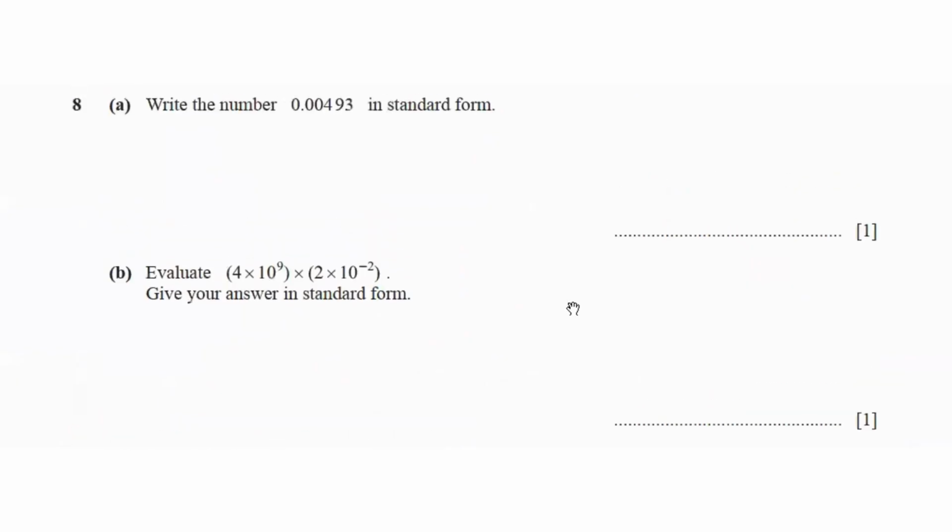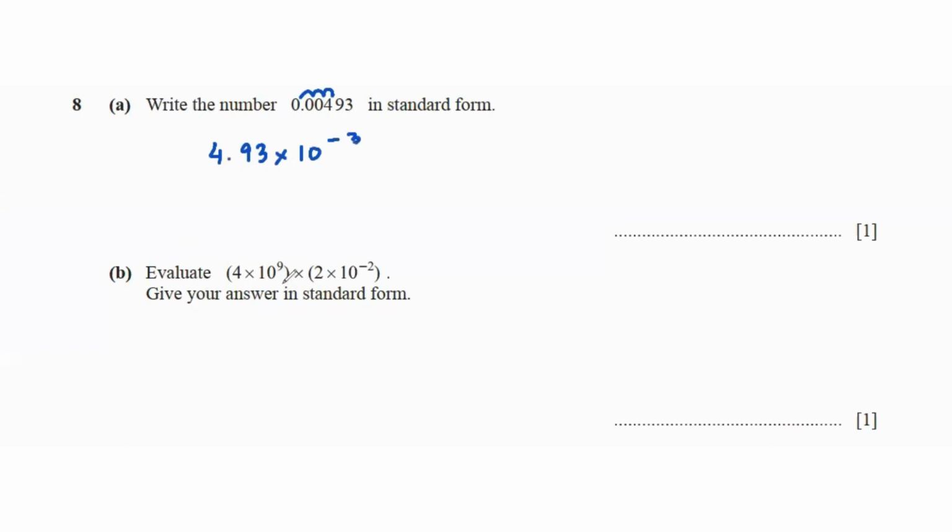Question 8 says, write the number 0.00493 in standard form. So we'll move the decimal 1, 2, 3 places to the right. That's going to be 4.93 times 10 to the power of negative 3.